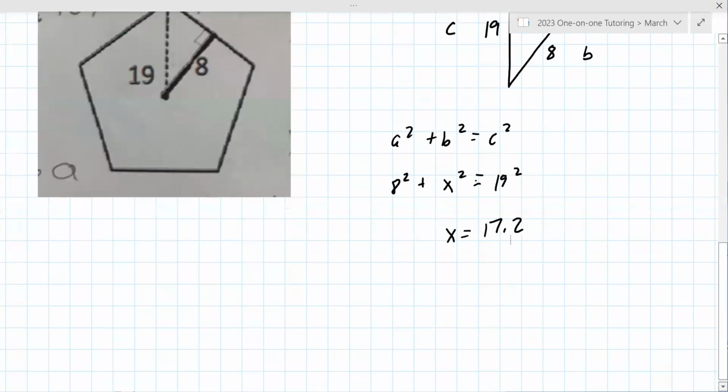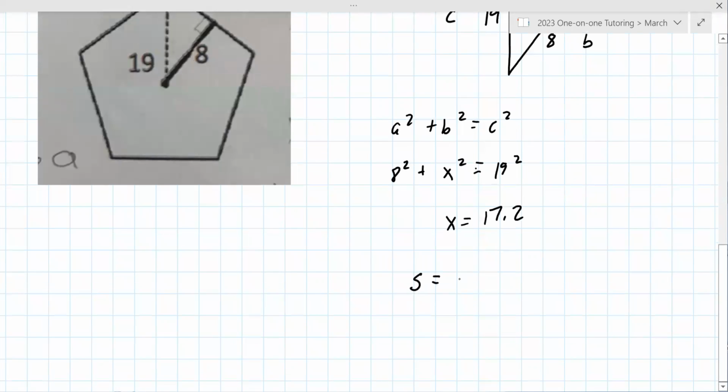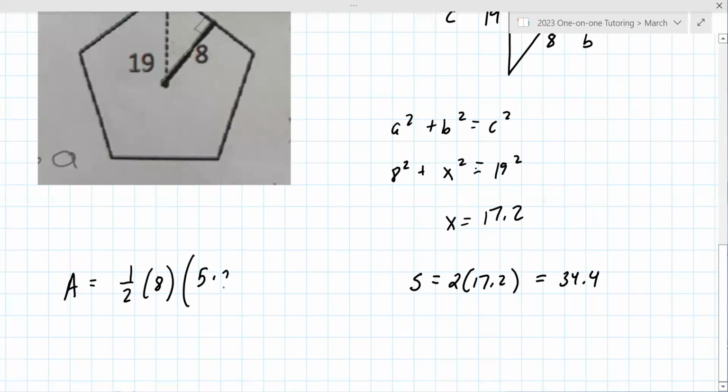So sometimes it's good to actually write, okay, S is 2 times 17.2, or 34.4. And then you can find the area. It's 1/2 the apothem, which is 8. And then the perimeter is 5 times the 34.4 there.